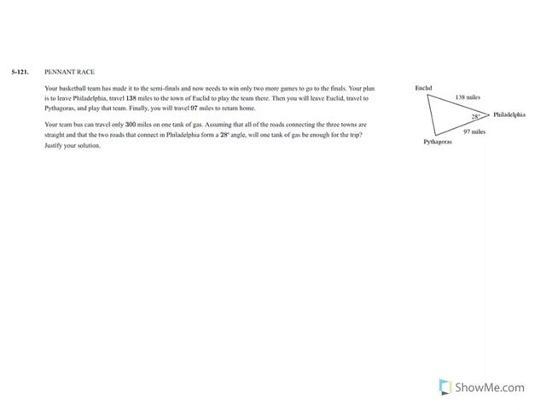Okay, we're skipping a couple problems. This is the one that we're going to do next. We're not doing all the problems for this section because we're going to replace one of them with the test question. I chose this one because it has Euclid and Pythagoras, which is kind of a cool nerdy math thing, but it'll be fun. It says your basketball team has made it to the semifinals and now needs to win only 2 more games to go to the finals.